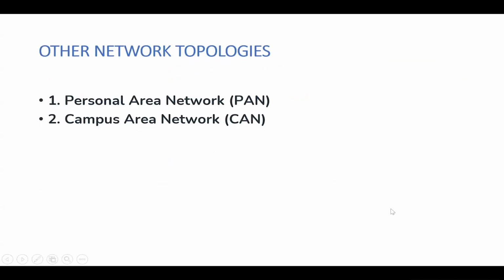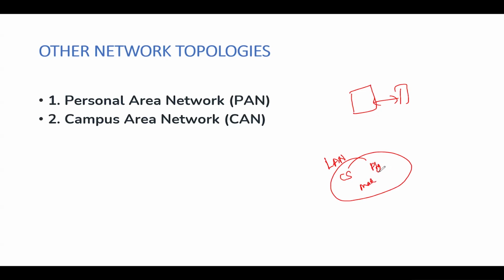And then there are other network types which we have not discussed, but you should know. Those are personal area network. A personal area network is simply your laptop and your mobile connected to each other. Campus area network is like your LAN, okay? But if you're considering your campus, there is your CS building, there is your physics building, there is your math building, that will become your campus area network. These are the other kinds of networks, which you need not worry about. I just told you as information, but you will be learning only MAN, LAN, and WAN.